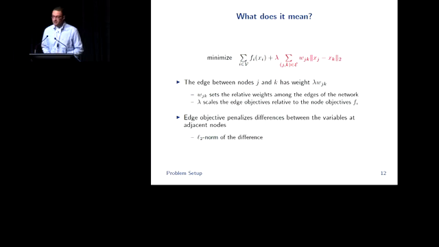Now, the edge objective says the edge between nodes j and k is going to have, first off, a weight, lambda wjk. W is just the edge weights that scales the relative importance. And lambda is a global parameter that says, how much do I care about this edge objective versus the node objective? And then the edge objective itself is the L2 norm of xj minus xk. What that is saying is I want to minimize the difference between xj and xk. I want xj and xk to be as close to each other as possible.